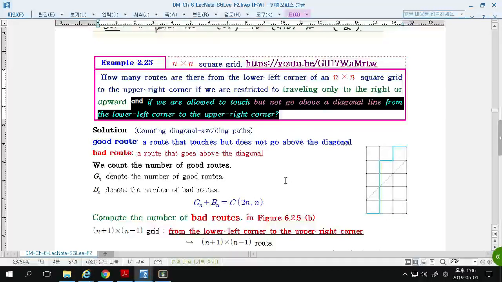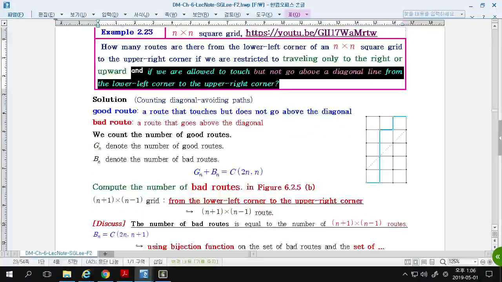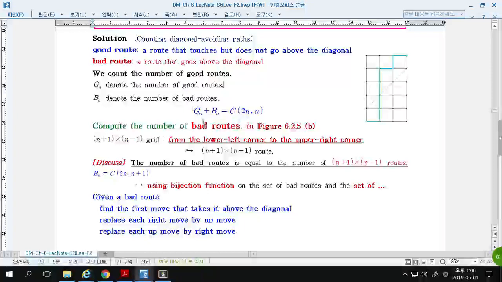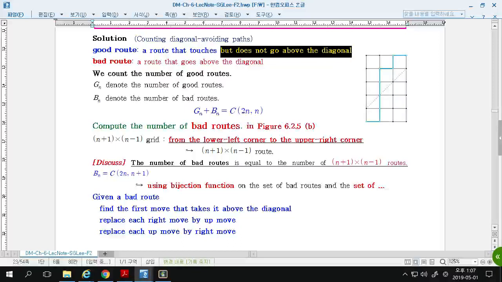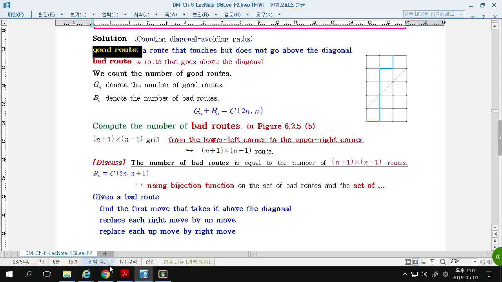Okay. Difficult problem. But this is basically a very simple problem. Why? This is a strategy: counting diagonal avoiding paths. We want to find the number of ways to go from here to there, avoiding these diagonal lines. Here, we define a good route as a route that touches but does not go above the diagonal. It touches it but does not go up. So if we go here, go like this, we name those all good routes.